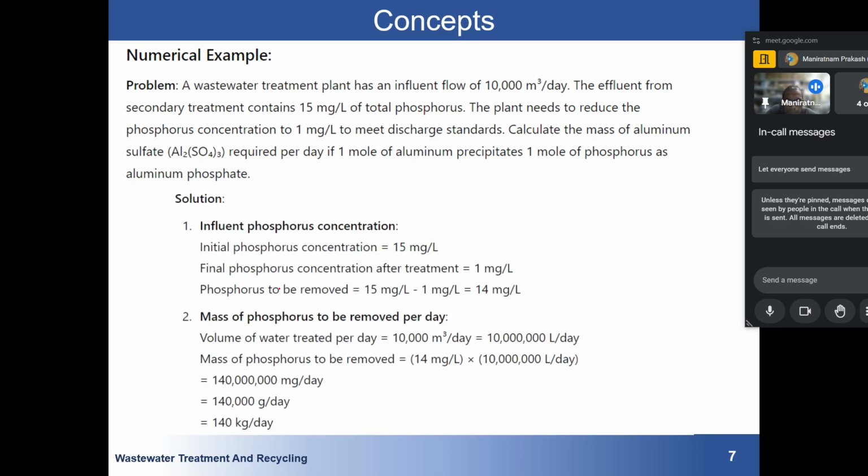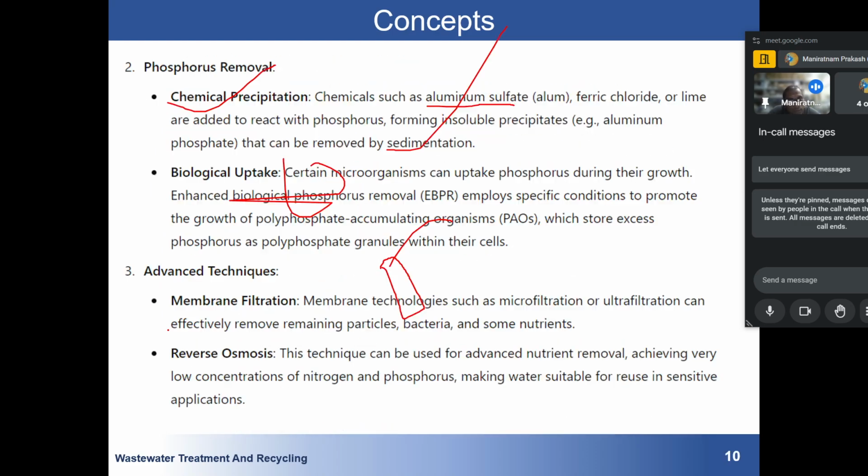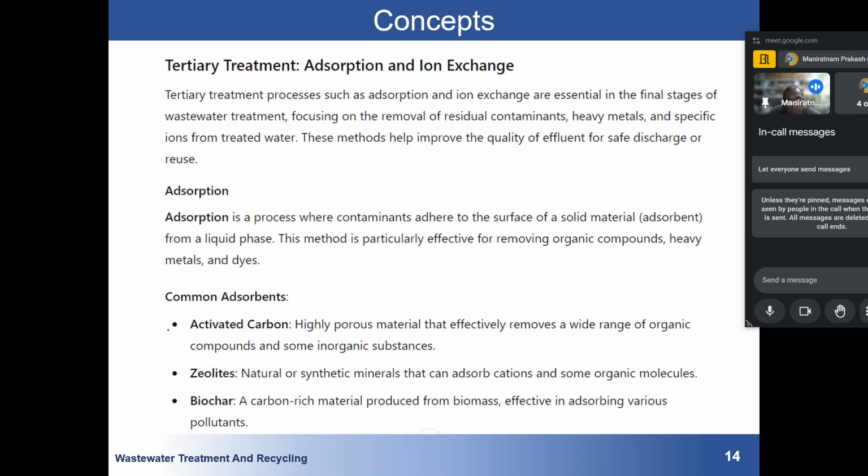So this question was simple: this much is coming, this much is coming. From here we calculated the mole, and the mole of sulfate will be equal to the mole of the phosphorus removed. We know the molecular weight of aluminum sulfate, so we find out this much kg per day of aluminum sulfate is required.